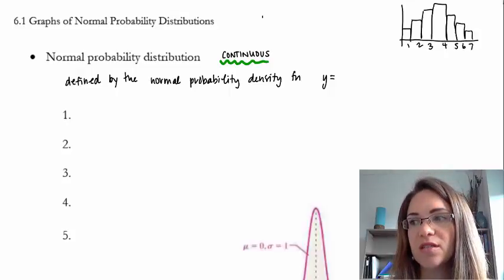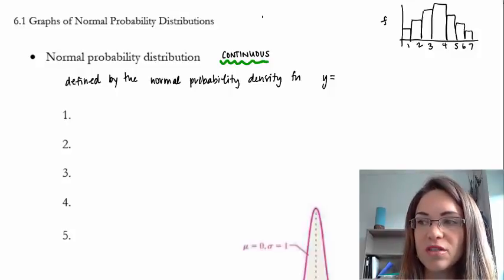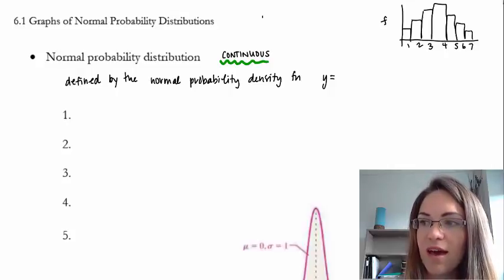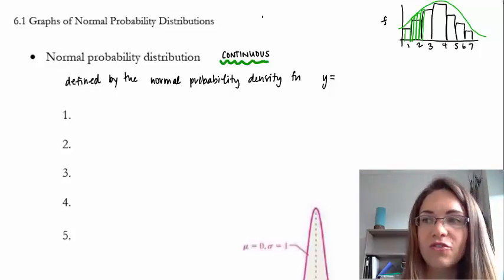But since this variable is continuous, we could theoretically chop up all the intervals into smaller class widths. Right now our class width is 1, but we could make the class width a half, a fourth or a third, and we'll start to see that these little bars become closer and closer to what we call a continuous function.